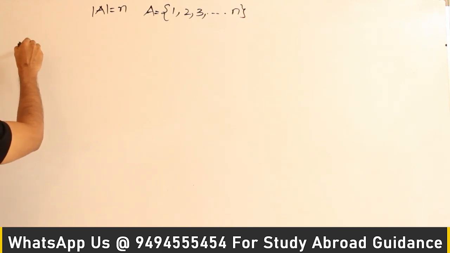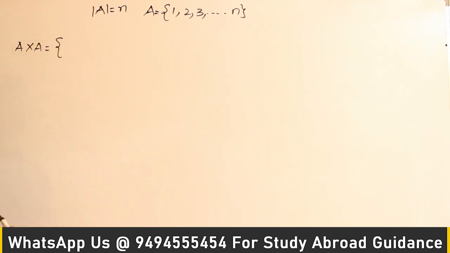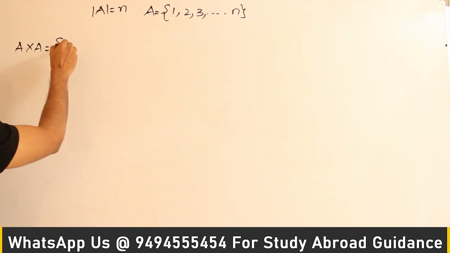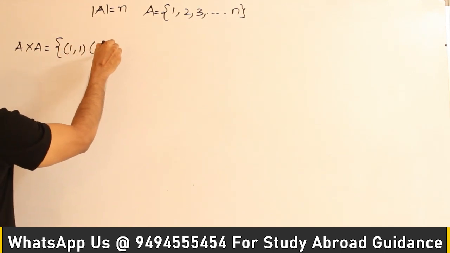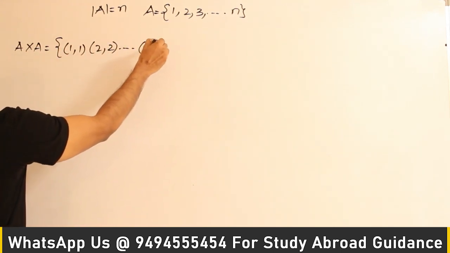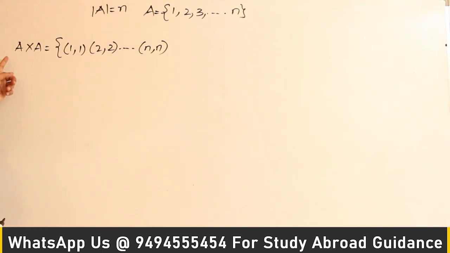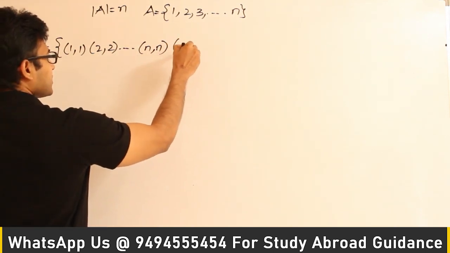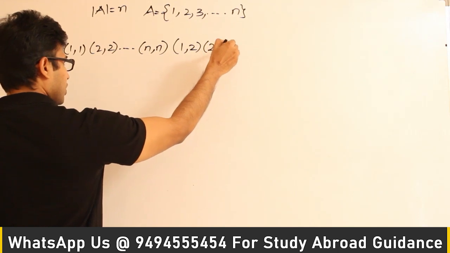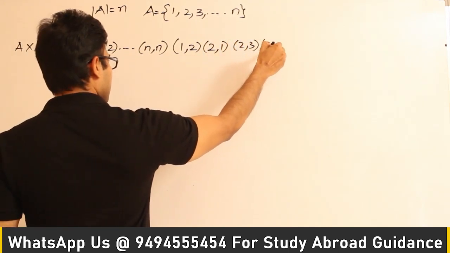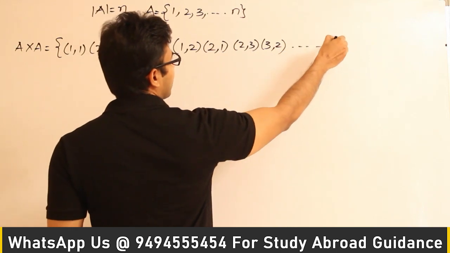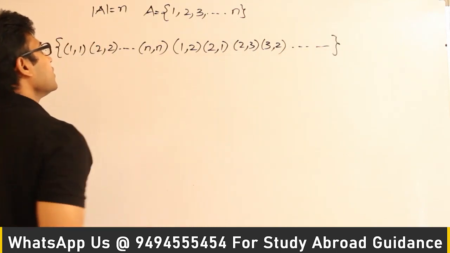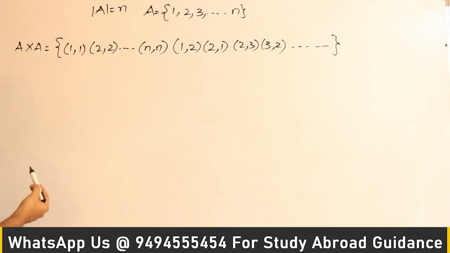So first of all, what will be present in A cross A? There will be two types of elements. One is diagonal and the other one is non-diagonal elements. So diagonal elements will be like this: (1,1), (2,2), so on (n,n). Total number of elements in A cross A is going to be n square, out of which n are going to be diagonal elements and the remaining are non-diagonal elements like this: (1,2), (2,1), (2,3), (3,2), something like this, and so on. Diagonal elements are n and non-diagonal elements are n square minus n.